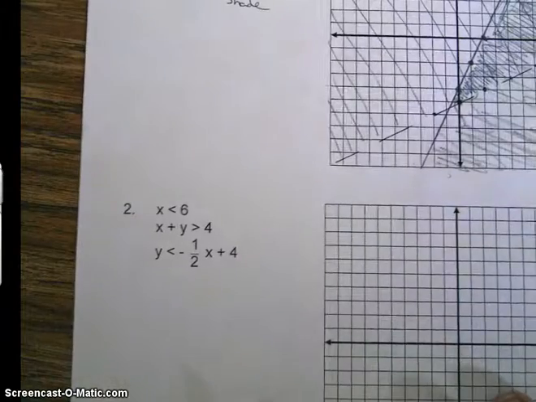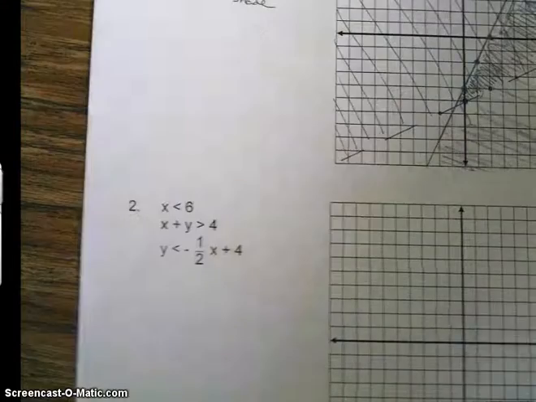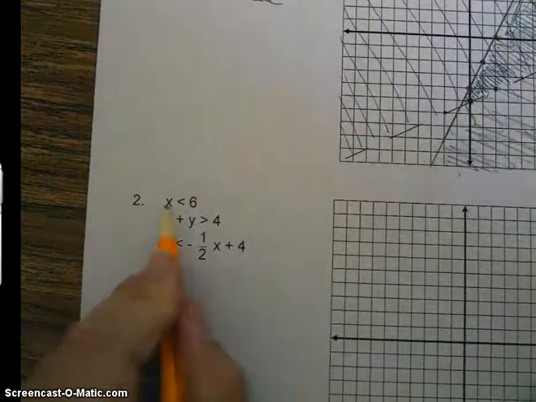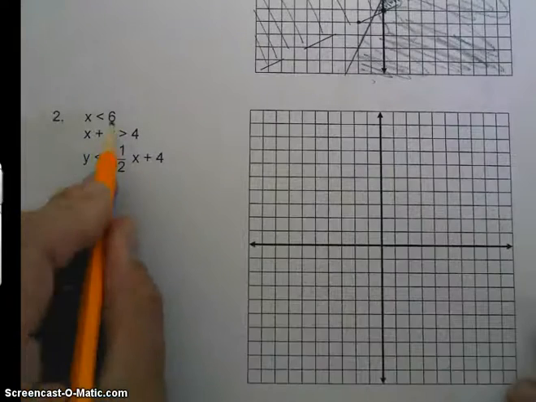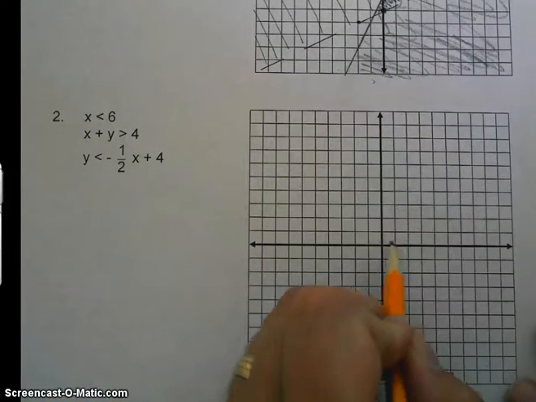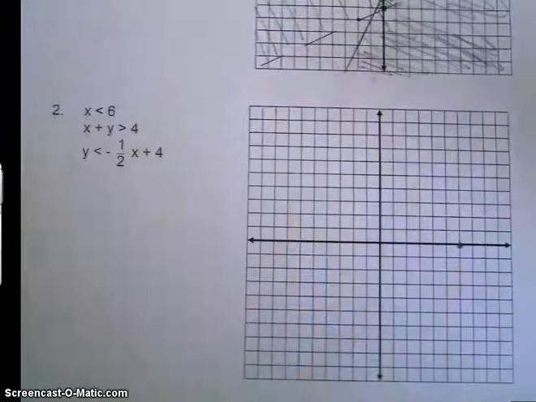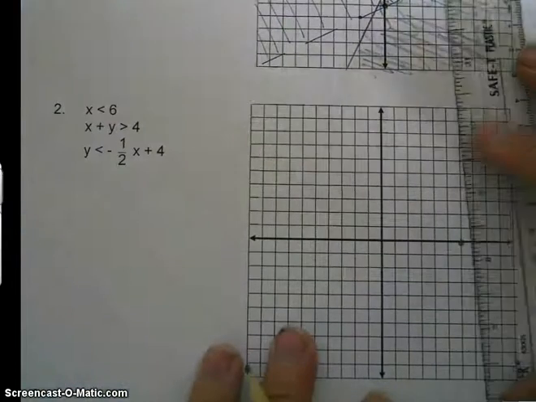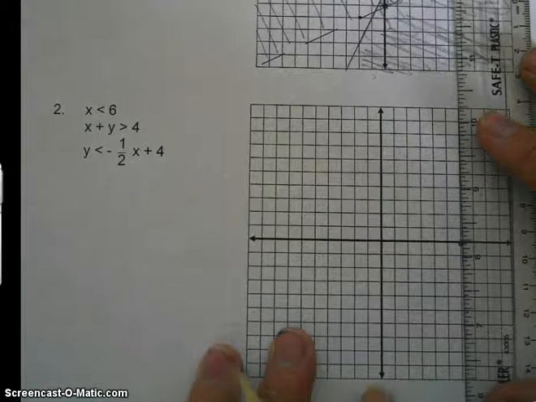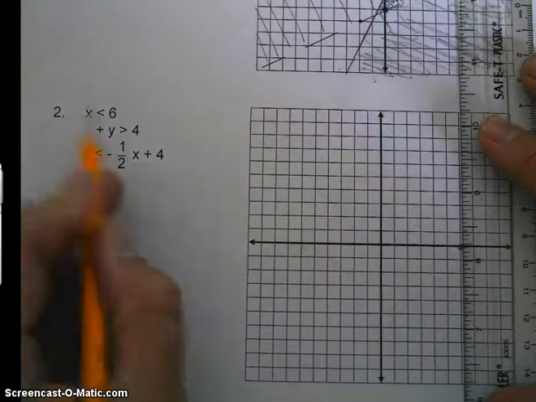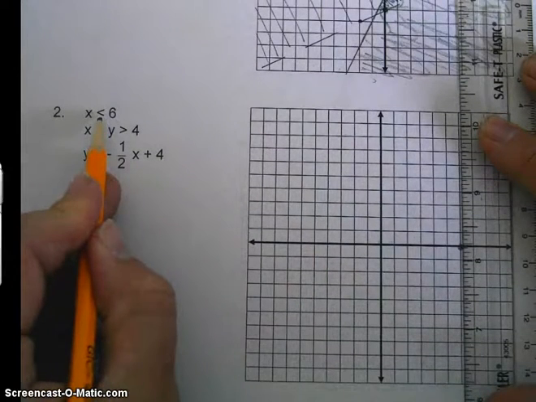Okay, number 2. X is less than 6. So that's one of those vertical lines. We're going to go to 6 on the x-axis. 1, 2, 3, 4, 5, 6. And then we're going to draw our vertical line. And there's no equal sign, so what kind of line do we do?